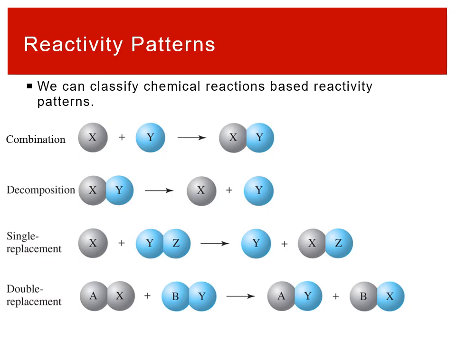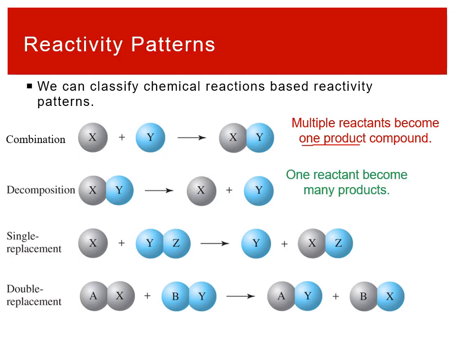So we have 4 types, and we'll just introduce them here, and then we'll talk about them in detail. We have combination, which is multiple reactants becoming one product compound. The operative word there is one product. We have decomposition, where you have one reactant, the opposite of combination, becoming many products. You have single replacement, where one atom type switches between the reactants. You'll note it is one atom type we want to focus on. That's where the word single comes from, and the switching is the replacement.